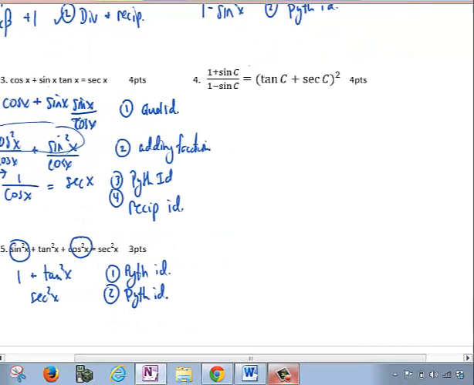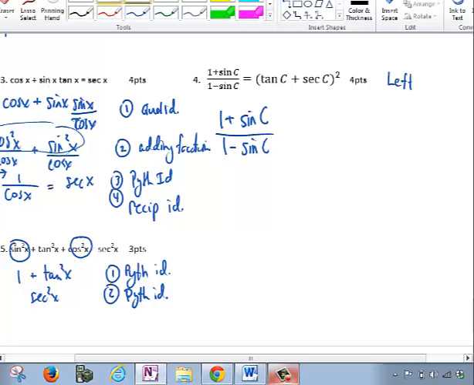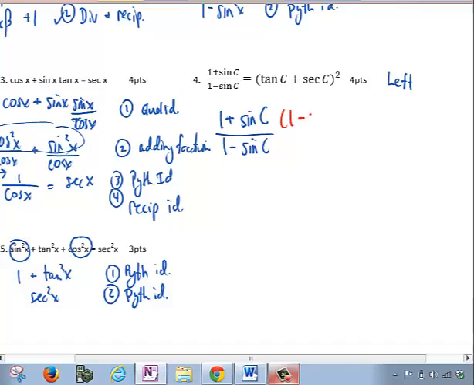The last one is actually a pretty interesting problem. It might take a little bit of a while to get through. So I'm going to work on the left. And on the left, I'm going to do conjugate multiplication. So I have 1 plus sine of c over 1 minus sine of c. And I'm going to multiply everything by the conjugate, top and bottom, 1 plus sine of c over, that's the conjugate of the bottom, 1 plus sine of c. So now when I multiply this, I have the top is going to be 1 when I FOIL it. So this first step is conjugates.